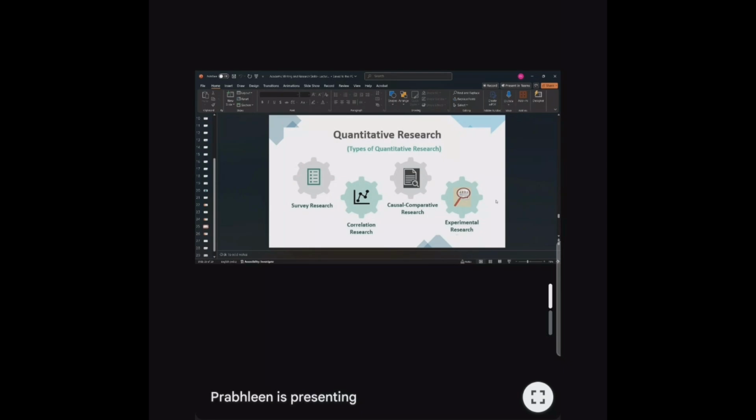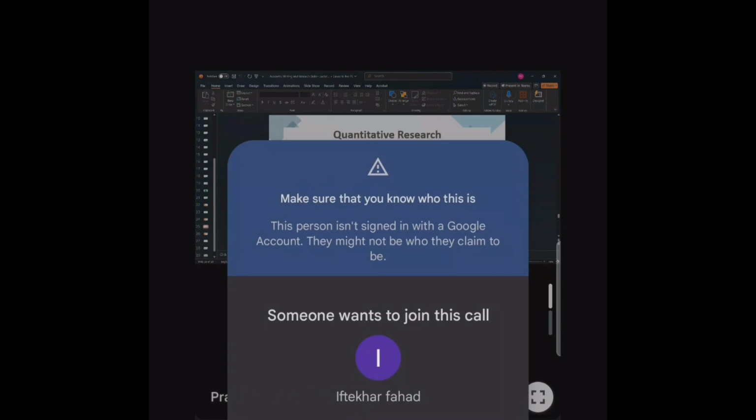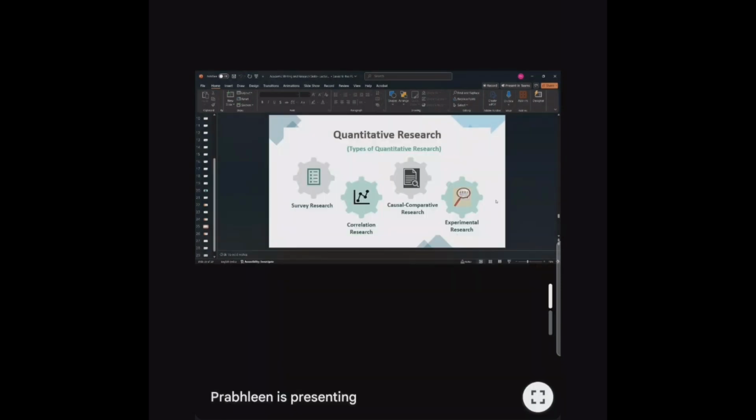Then we have causal relationship. Like if I want to know, does summer cause a rise in ice cream sales? If I want to know the reason, I'll do cause research. If I just want to know if there's a relationship, I'll go for correlation research. And the last is experimental research, where I go and do an experiment in the lab. I'll use testing methods. I'll use different treatments.